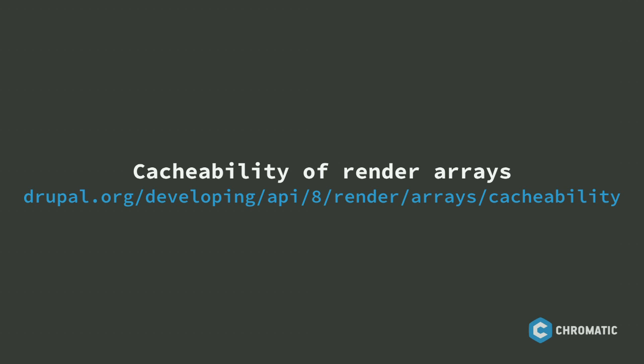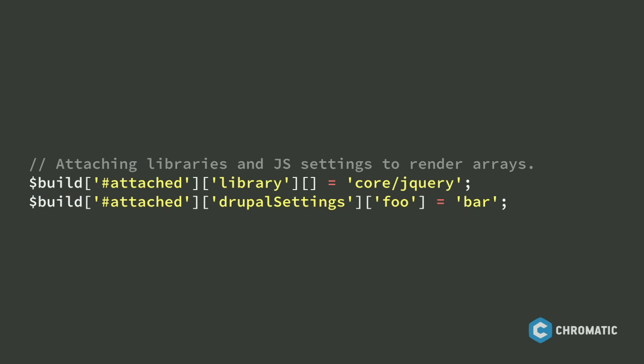It goes into great detail about how you can cache your render arrays using that cache property. So that's caching. And then we've got the attached property that allows you to attach a given library to a render array. That way, every time the render array is rendered on the page, Drupal is going to make sure that whatever CSS or JavaScript is in your library is on the page so that your markup is going to look and work how you expect it to.